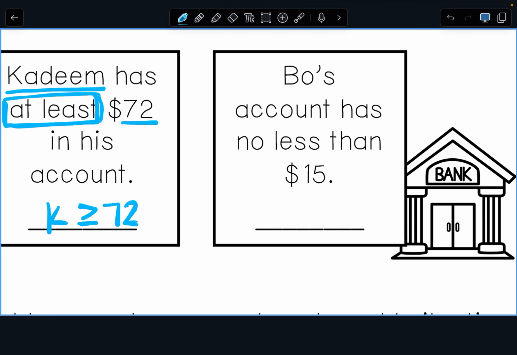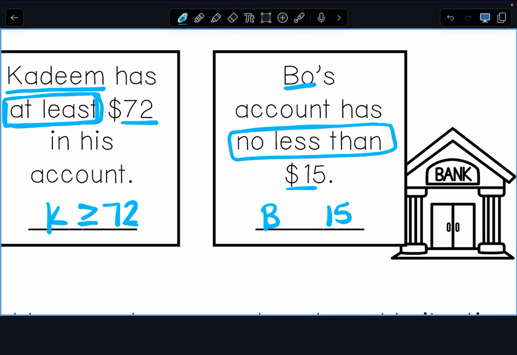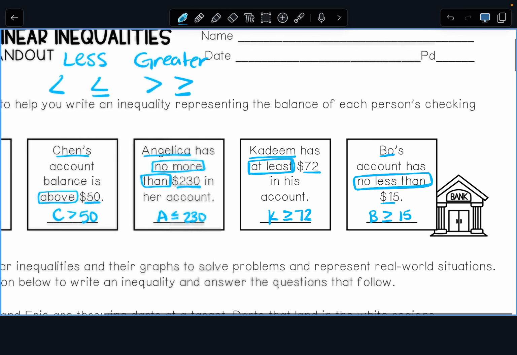Bo's account has no less than 15. Talking about Bo, 15. What's the keyword? No less than. Okay. If it can't be less, it has to be greater than or equal to. So greater than or equal to. You cannot make less than a 70. Can you make exactly a 70? Yes. Or more. I always like to put those phrases or those words in a different context to make it personal to me.